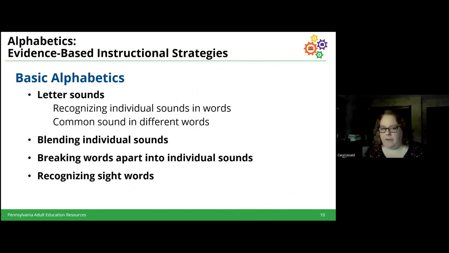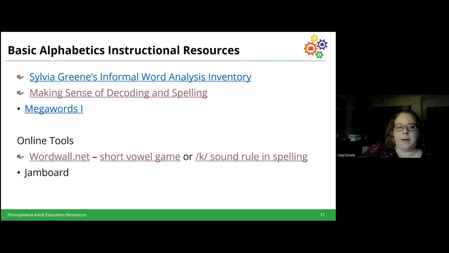So we're going to start with alphabetics, and I'm going to break alphabetics down into two parts. You're going to have some students that you work with that really will need basic alphabetics. So this is the very, very beginning pieces. This is learning what letters sound like, and learning to blend those individual sounds into short one syllable words, learning sight words, breaking words into word parts. It's a very basic piece. And there are some tools that I want to show you that will help you focus in on what an individual student might need for basic alphabetics.